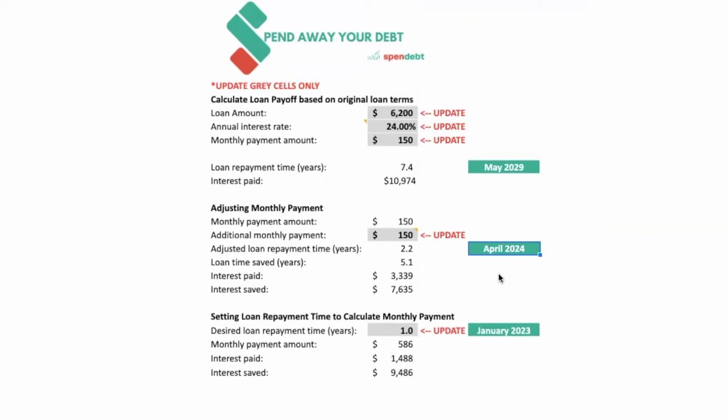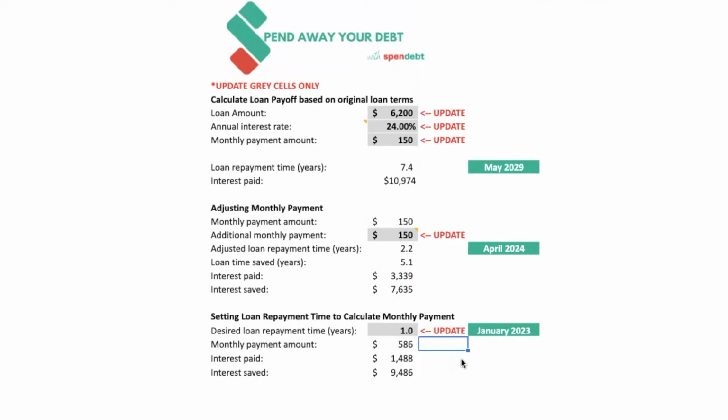And instead of a little over 7 years to pay off our loan, it's going to take us 2.2 years. And the interest that we are paying has been reduced to $3,300 versus that almost $11,000 that we were paying originally. So you're saving $7,600 in interest.